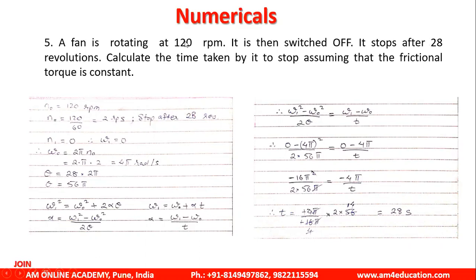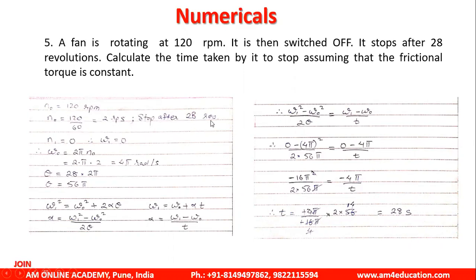Now let us note down all the given quantities. As usual, N0 is the initial speed, so initial frequency N0 is equal to 120 RPM. That we will convert into seconds. So 120 divided by 60, it becomes 2 RPS, that is 2 revolutions per second. That is given to us. Now further in the problem, it is given that it stops after 28 revolutions.